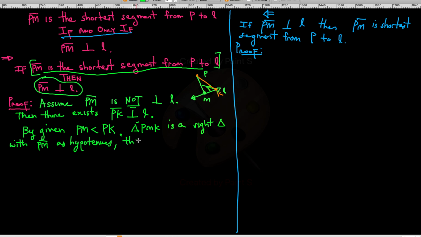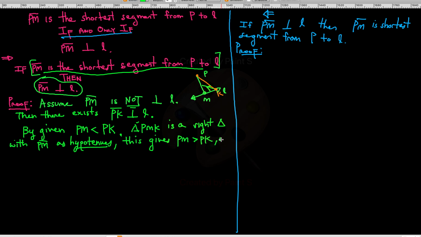This gives, because what's the longest side in a right triangle? The hypotenuse. So PM is the hypotenuse, it must be the longest side. This gives PM is greater than PK, because these are both sides in the right triangle, right? PK is the side, PM is the hypotenuse, and the hypotenuse must be the longest side. So PM is greater than PK.